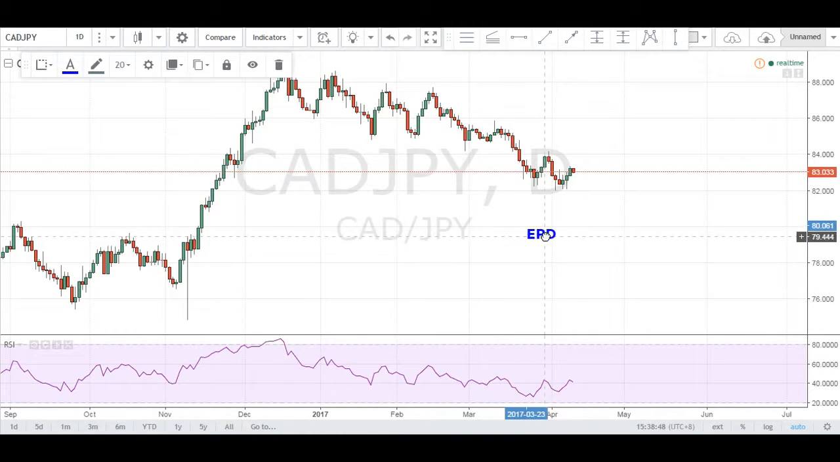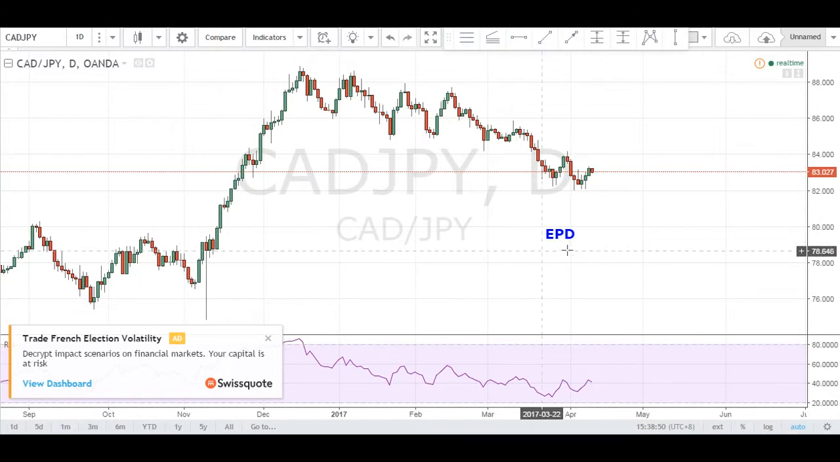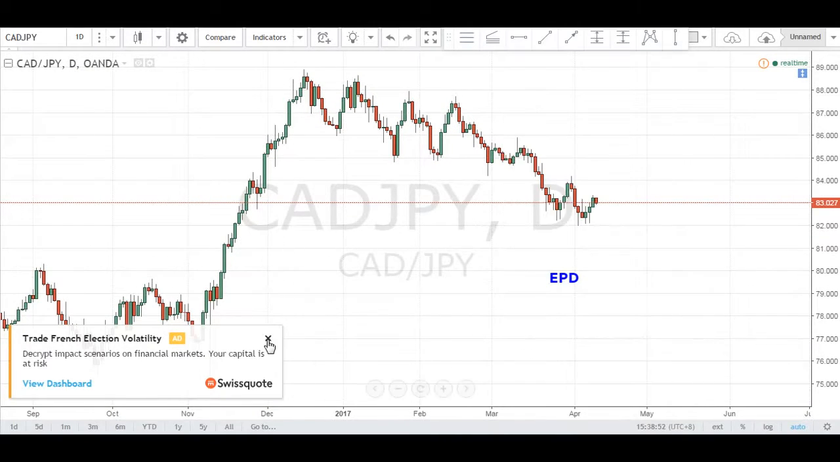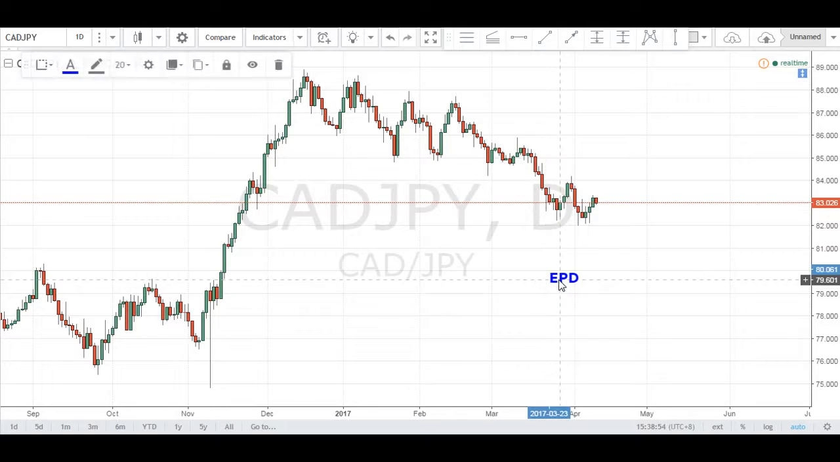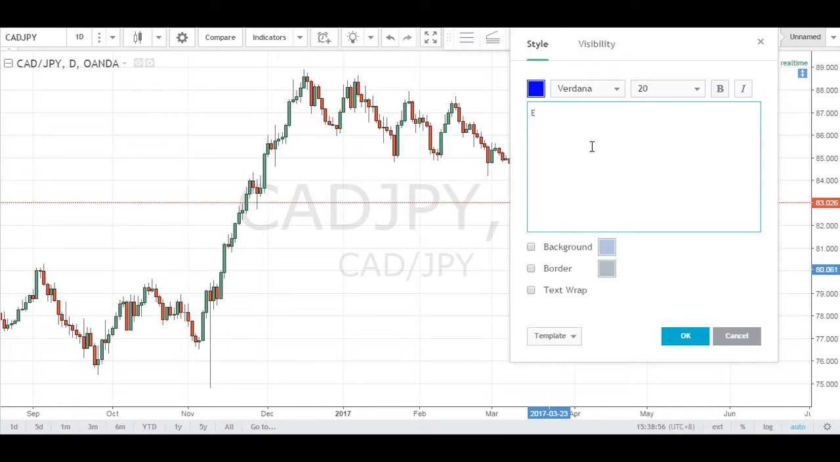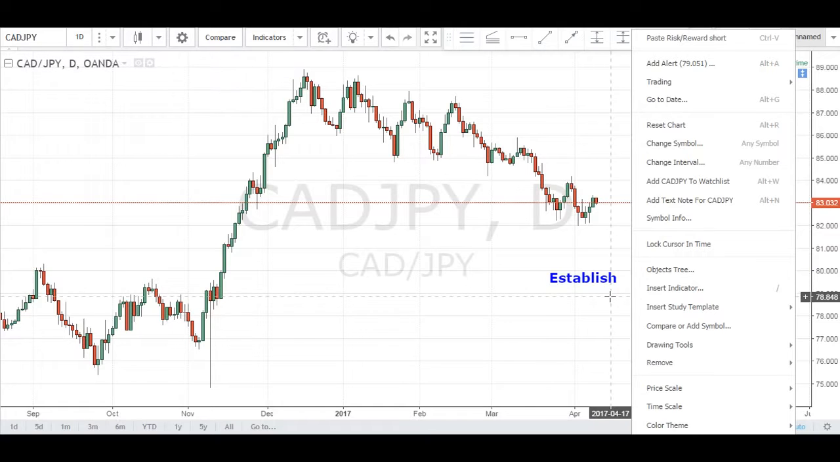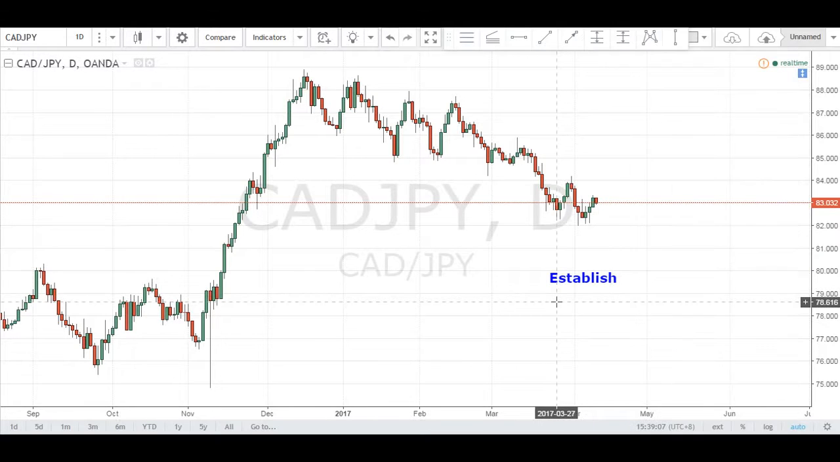Right, the EPD process. E stands for establish. Let me just write that down for you. E stands for establish. And essentially what that means is that you want to establish the trend, because we will always be looking for trades in the direction of the trend.